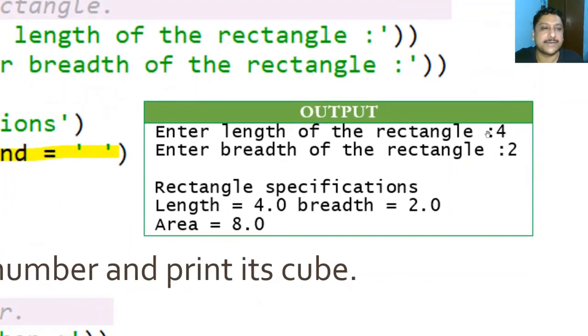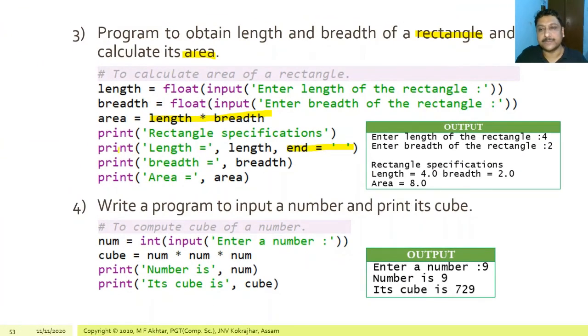Enter length of rectangle 4, enter breadth of rectangle 2, then rectangle specification is displayed, length 4.0, breadth 2.0, and then area is given here, 8.0. See, length and breadth are displayed on the same line. Why? The two print statements are here, but the output is on a single line. How is it possible? With the help of the end argument.